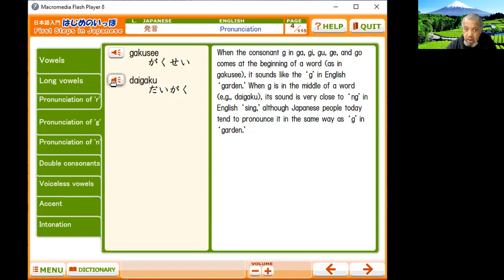Listen, 大学 daingaku. Just put a little N in there and you get the correct pronunciation of that G. Daingaku. Gakusei. 学生 Oh, that's easy. Daingaku. 大学 Most foreigners don't know that, so they don't get a beautiful Japanese pronunciation. Okay, so that's the G.